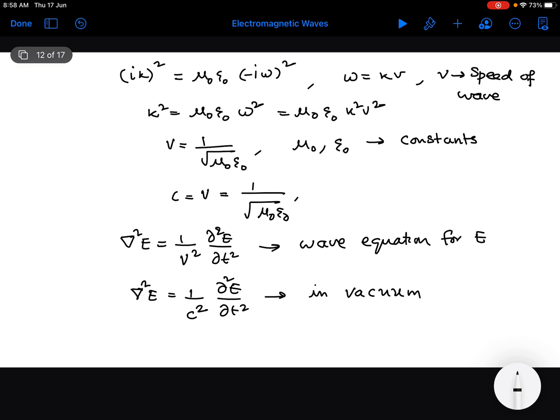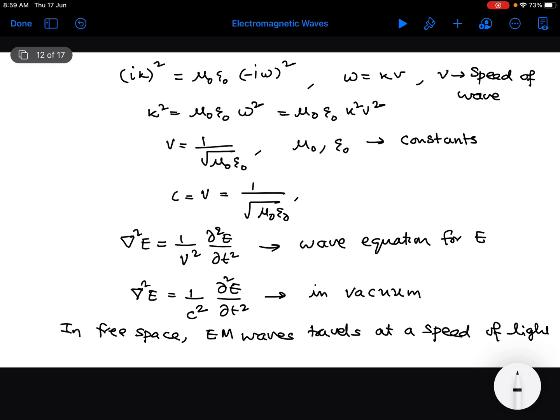So now we say that in free space, EM waves travel at the speed of light, or free space supports the propagation of electromagnetic waves at the speed of light.